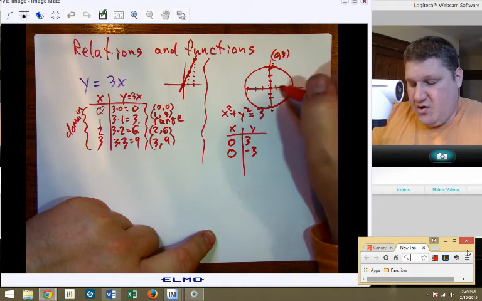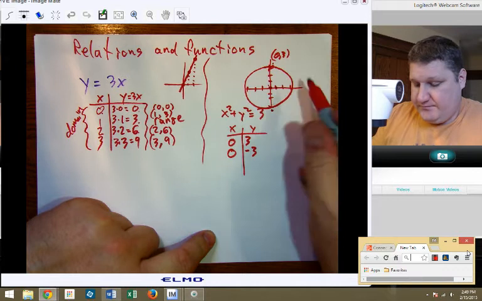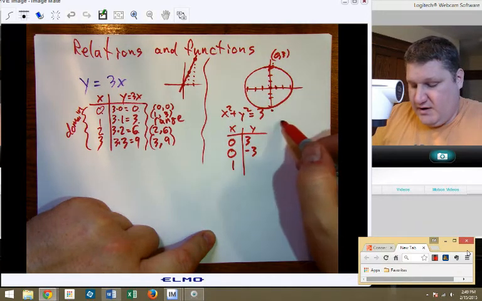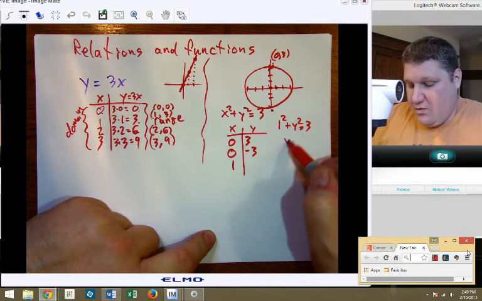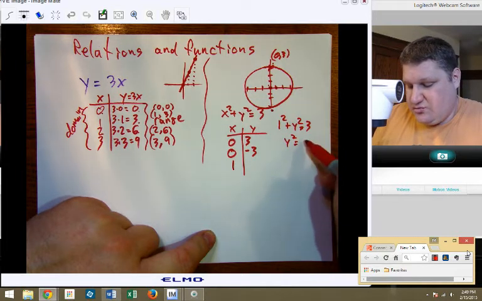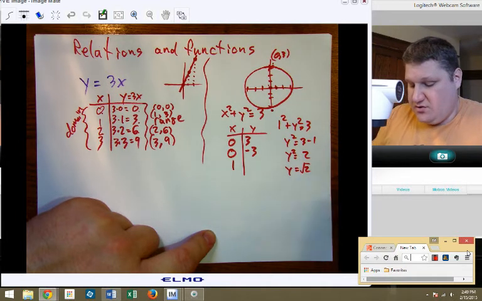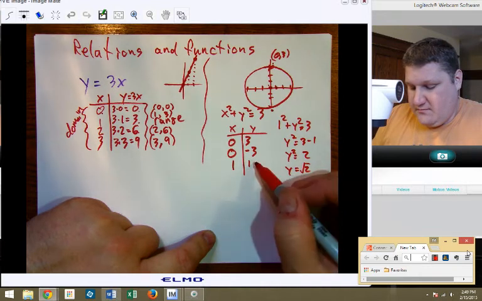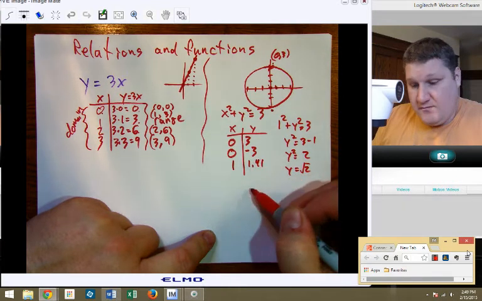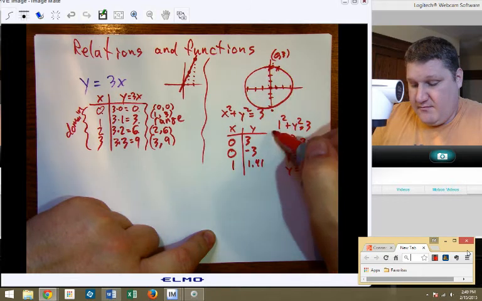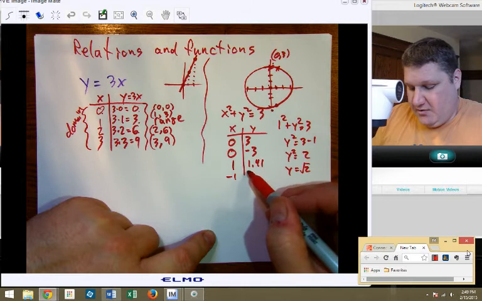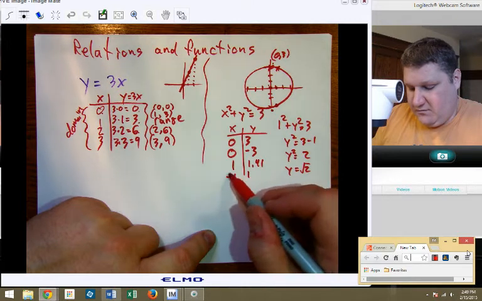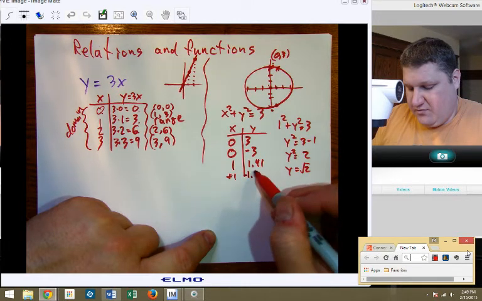If I were over here at 1, I could plug 1 in. I say 1 squared plus y squared equals 3. Y squared equals 3 minus 1. Y squared equals 2. Y equals the square root of 2. So I would get 1.41. That would be up, but wait a minute, I have the circle down here too. It would also be down. So negative 1 also goes with negative 1.41.